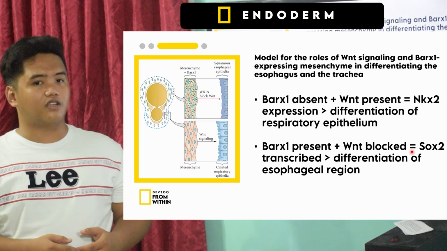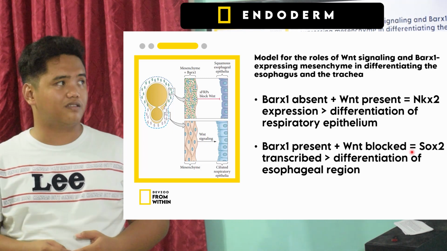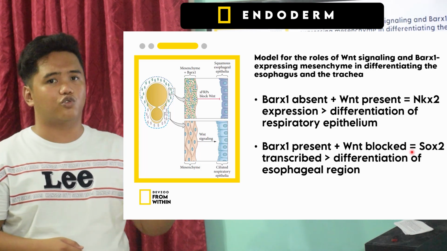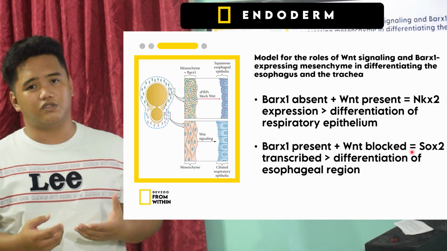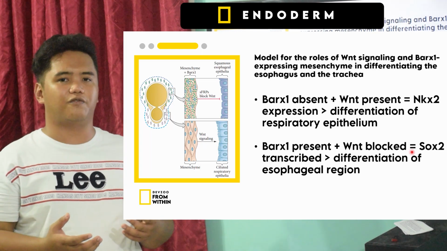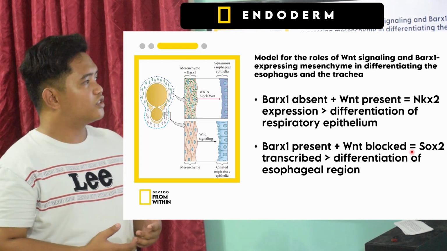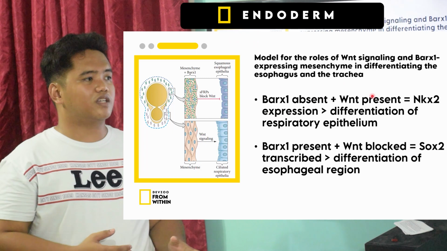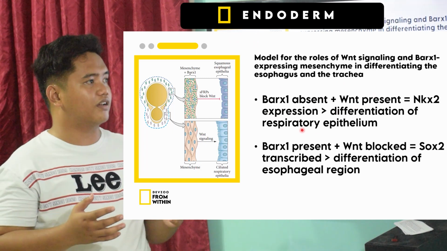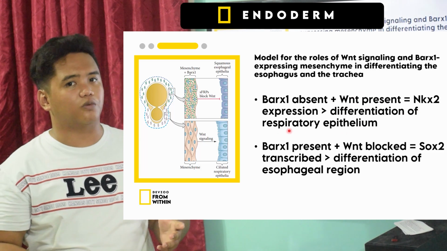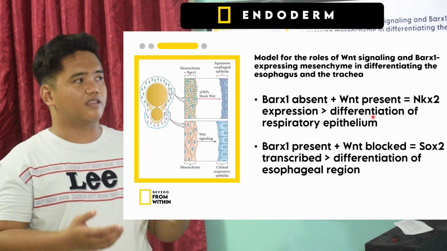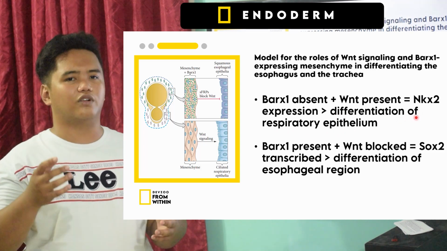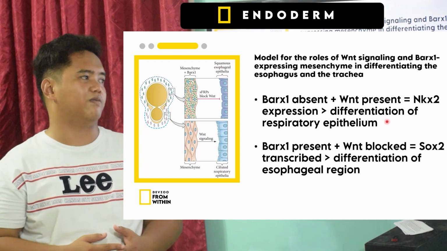The model for the roles of WNT signaling and the BARX1-expressing mesenchyme in differentiating the esophagus and the trachea. We observe in the anatomy that there are two tubes entering our neck, the esophagus and the trachea. So what are the signals involved in the differentiation of these two tubes? The absence of BARX1 protein allows the WNT to be expressed. Then the presence of WNT causes the expression of NKX2.1. This will then cause the differentiation of the respiratory epithelium.